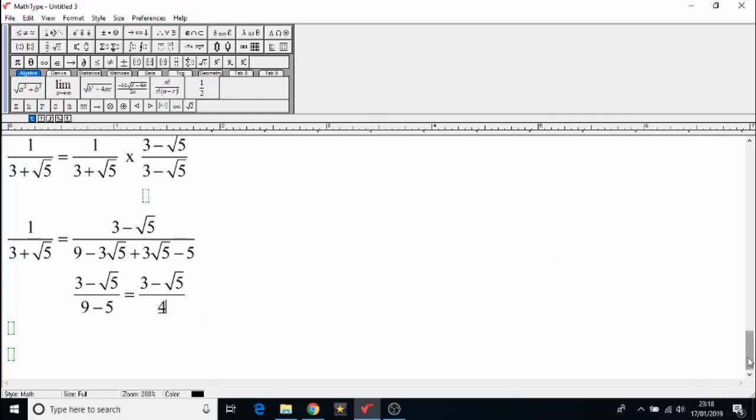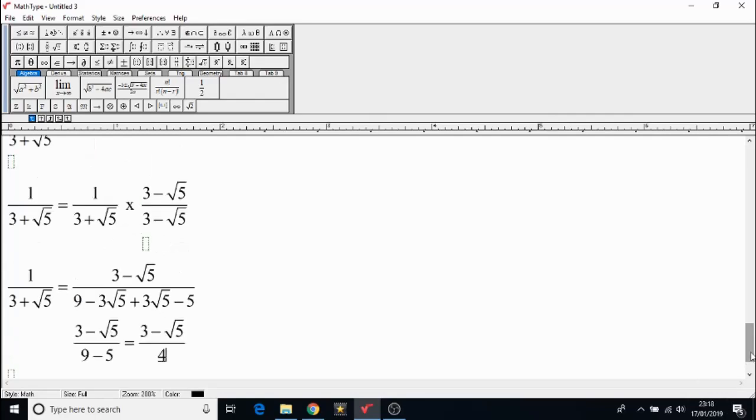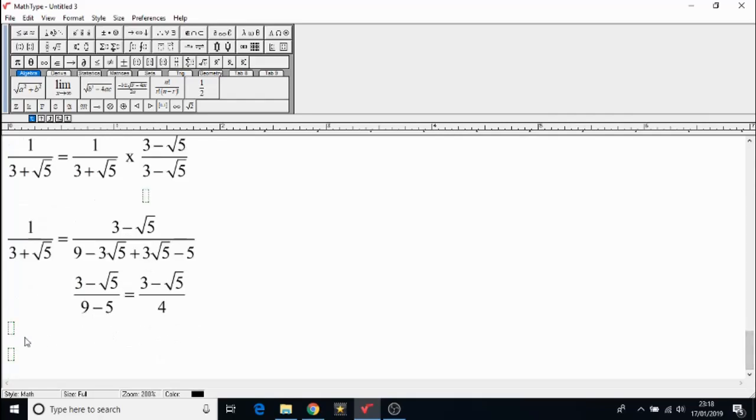And that's how you rationalize the denominator when the denominator doesn't have a singular root. It might have a term added onto the root. So that's how you rationalize the denominator.